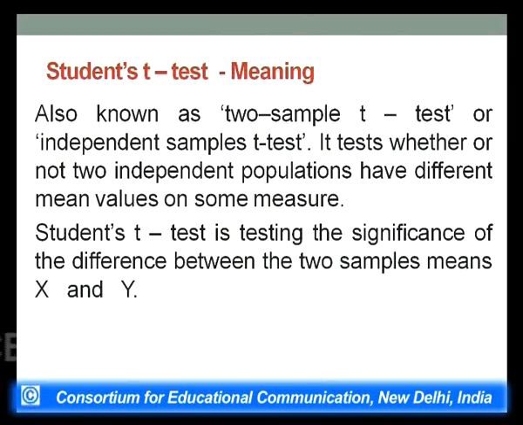So, therefore, suppose you are drawing 2 samples, then you can work out their means, and with the help of this test you can find out whether they represent the population and whether among themselves matching is there or not. That is what is very important.